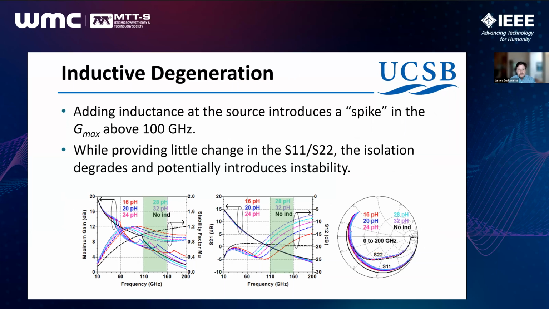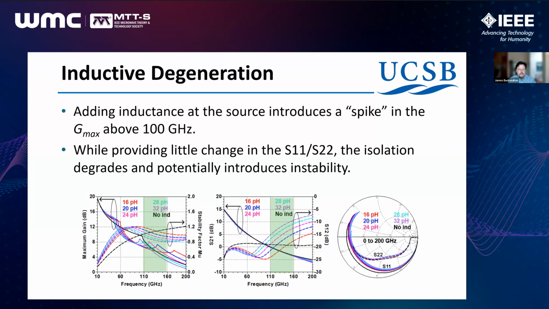The black curves represent the Gmax when we have no inductive peaking. And when we compare that to introducing relatively small amounts of inductive peaking, 16 picohenries, 20 picohenries, 24, you can see what happens is there's a gain increase in the band of interest. It's relatively narrow band, but it can be useful if we're looking to improve gain within that band.